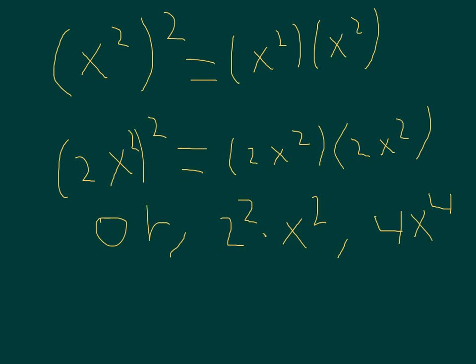If you have x squared in parentheses to the second, what you have is x squared times x squared. If you have 2x squared to the second, what you have is 2x squared times 2x squared, or basically 2 squared times x squared. So it's going to be 4x squared.